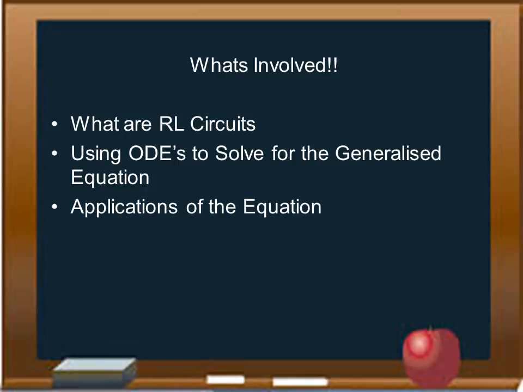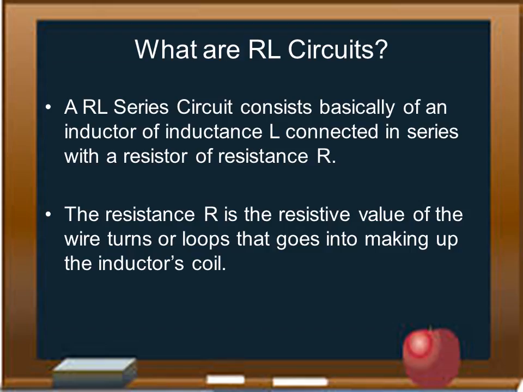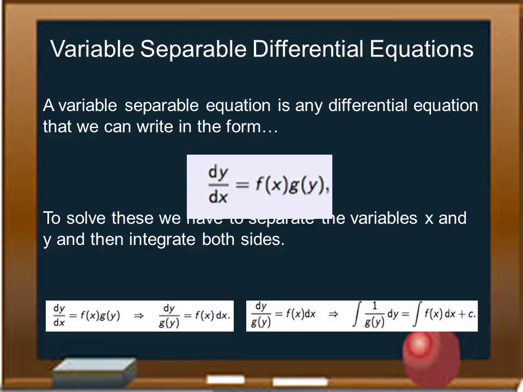In this presentation, we will address what RL circuits are, using ODEs to solve for the generalized equation, and applications of the equation. First, we will outline what an RL circuit is. An RL circuit contains an inductor connected in series with a resistor. The resistance R is the resistive value of the wire turns or loops that make up the inductor's coil.